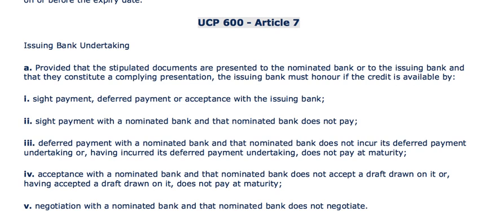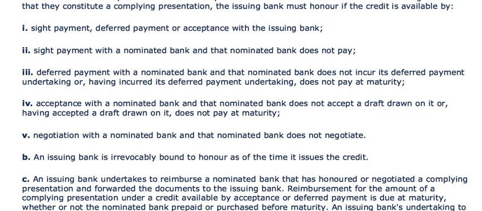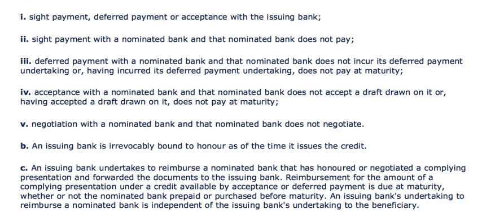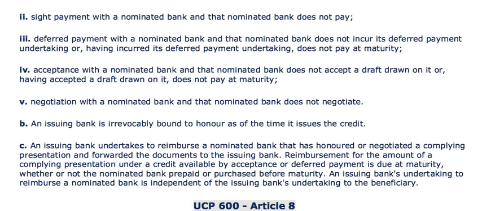Even if the customer does not pay, this applicant doesn't have balance in his account, still the issuing bank is bound to make the payment, because it has undertaken. So as per clause B of article 7, an issuing bank is irrevocably bound to honor as of the time it issues the credit. Even if the applicant goes bankrupt, still the issuing bank is bound to make the payment, because it has given the undertaking.